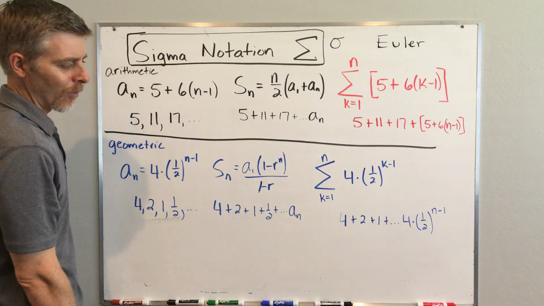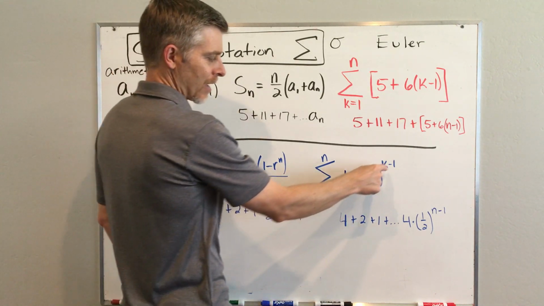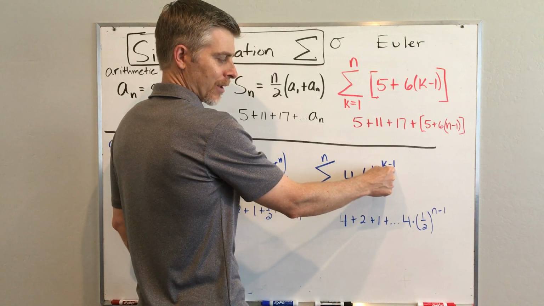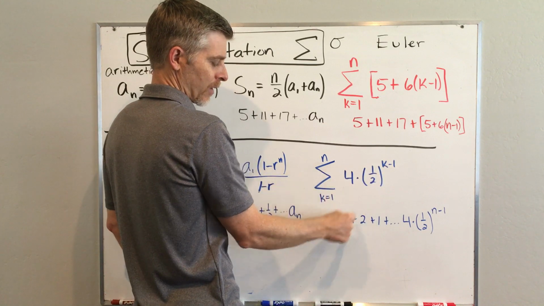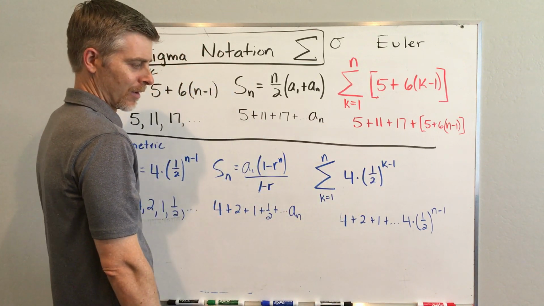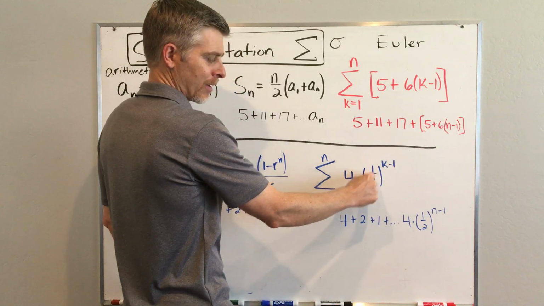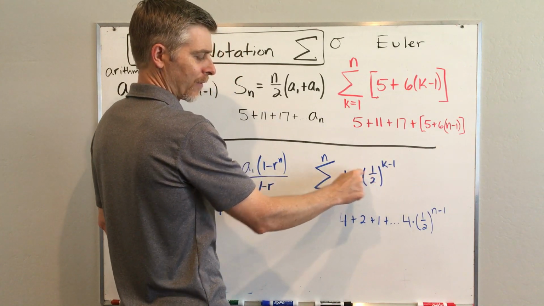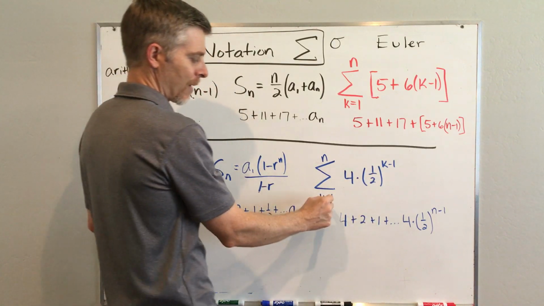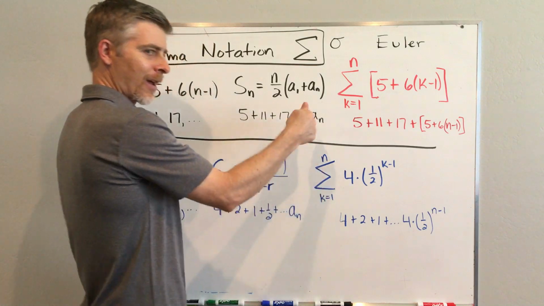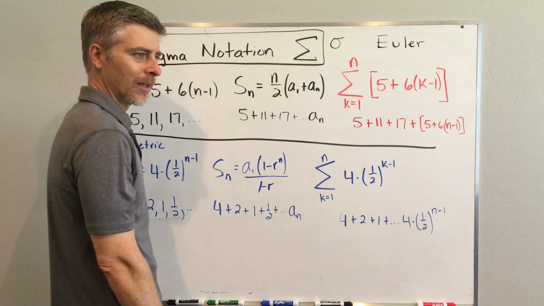So again, if I wanted to add up, let's say, the first 4 terms: when k is 1, 1 minus 1 is 0. Anything raised to the 0 is 1, times 4 is 4. That gives me the first term. If k was 2, 2 minus 1 is 1. 1 half to the 1 is 1 half. 4 times 1 half is 2. That gives me the second term. I just keep knocking k up one higher, one higher, one higher until I get to the end.